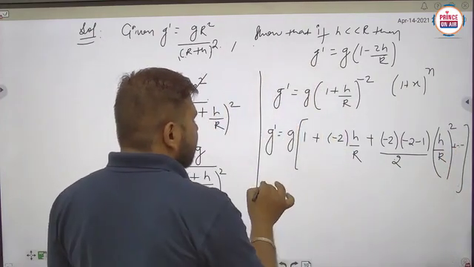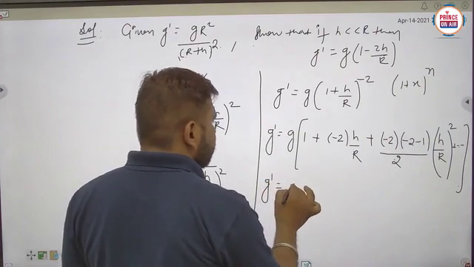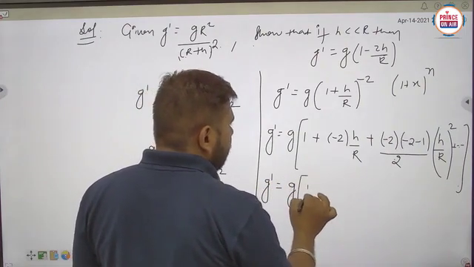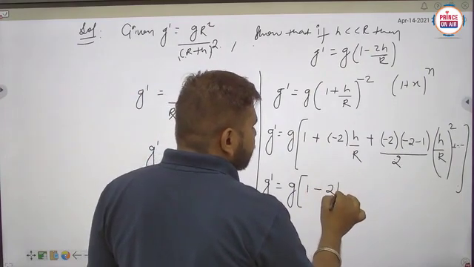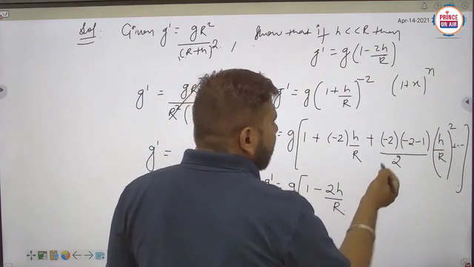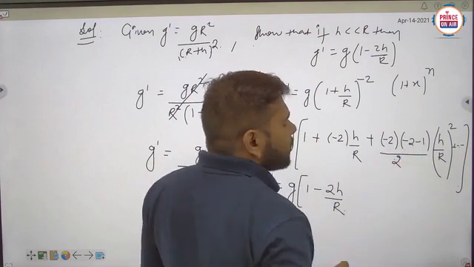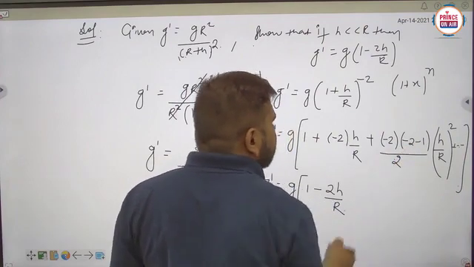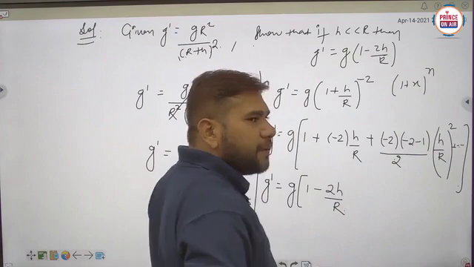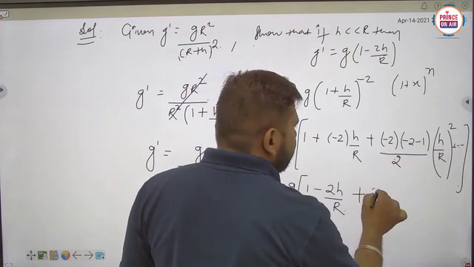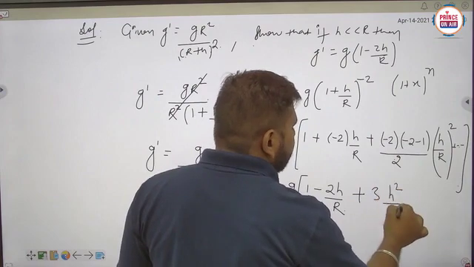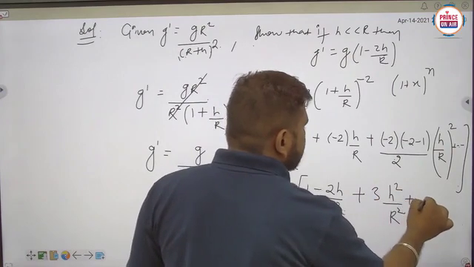Now z dash is equal to z into 1 plus minus 2h by r plus, minus 3 into minus 2, it will be plus 6, and plus 6 divided by 2, it will be plus 3. Plus 3 h square upon r square and so on.